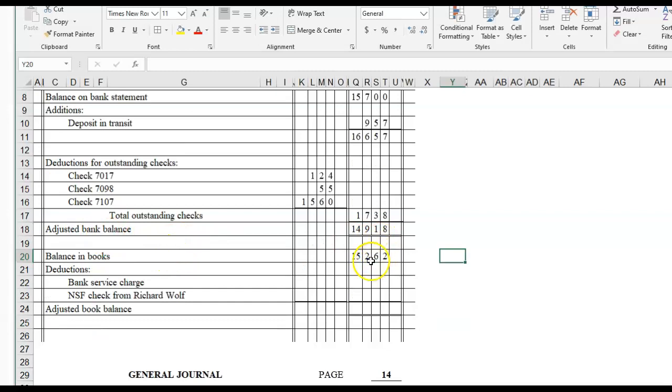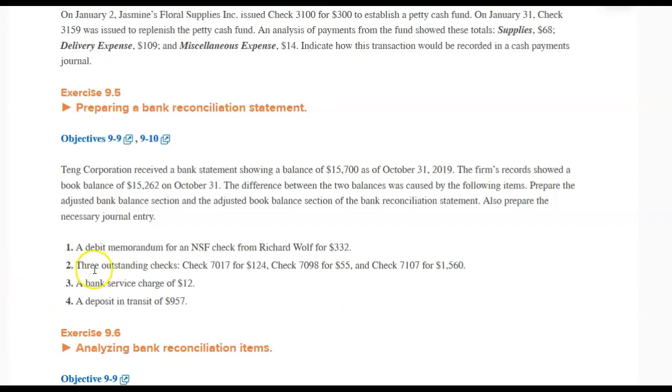But our book balance is still off, so now we got to figure out, we got to get these both. Notice though that there's a double underline. When there's a double underline, that means that's your total. So you want the lines that have the double underline to be, this line has to be 14,918 as well. If that's double underlined, then that has to be the same amount. Okay, what are our deductions? Bank service charge of $12 and a return check from Richard Wolf for $332.